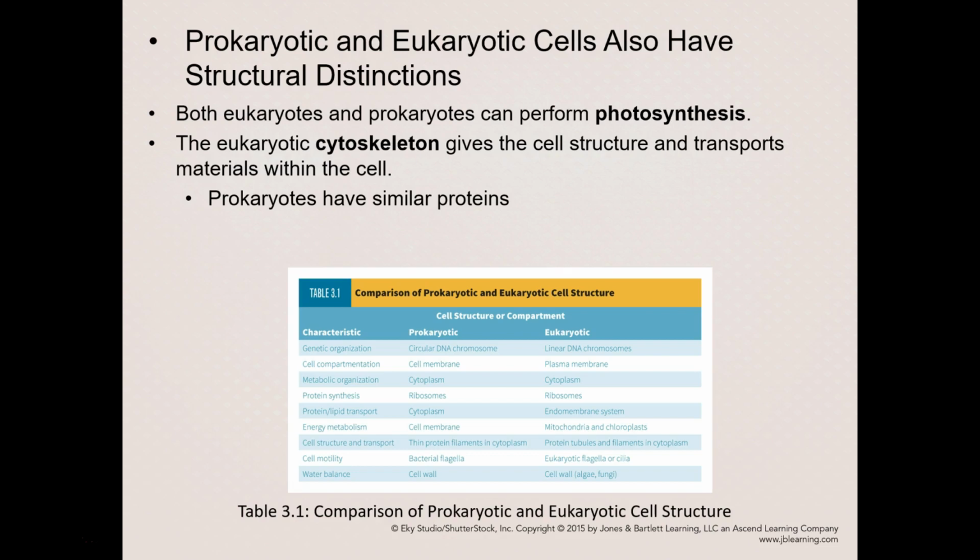Both eukaryotes and prokaryotes have similar structures that form what we would call a cytoskeleton. You wouldn't call it a cytoskeleton in the prokaryotic organism, though.